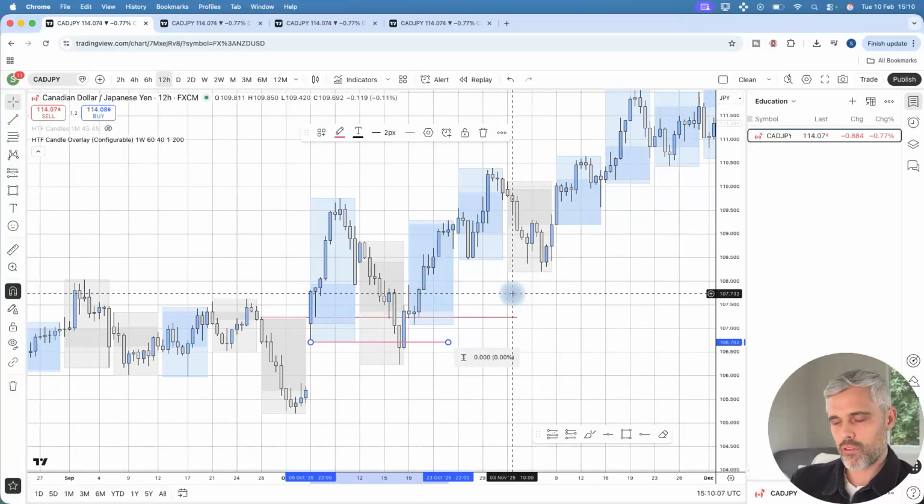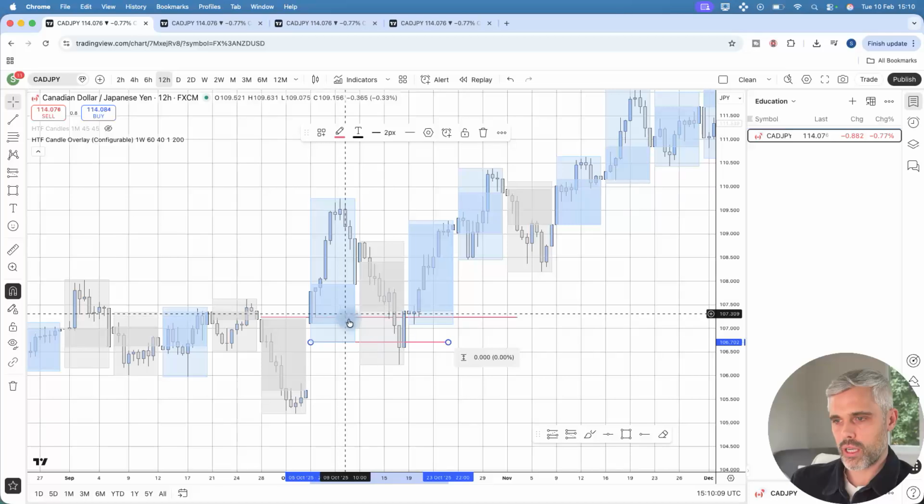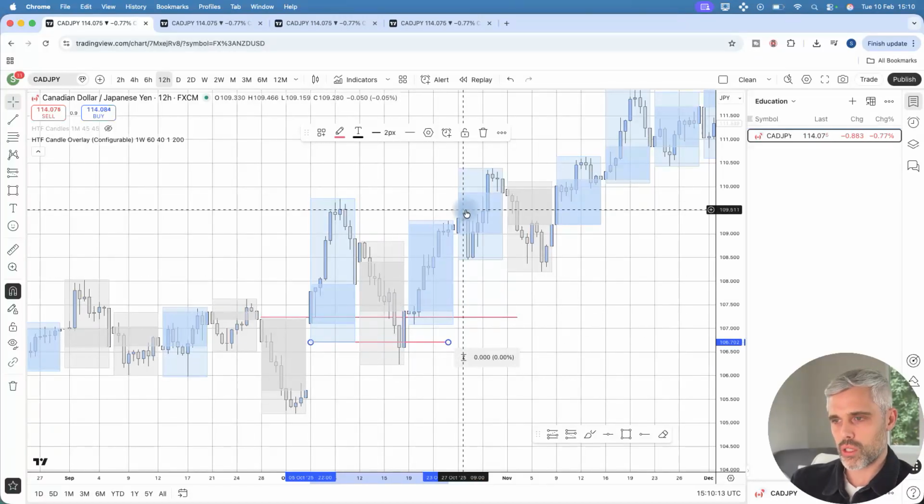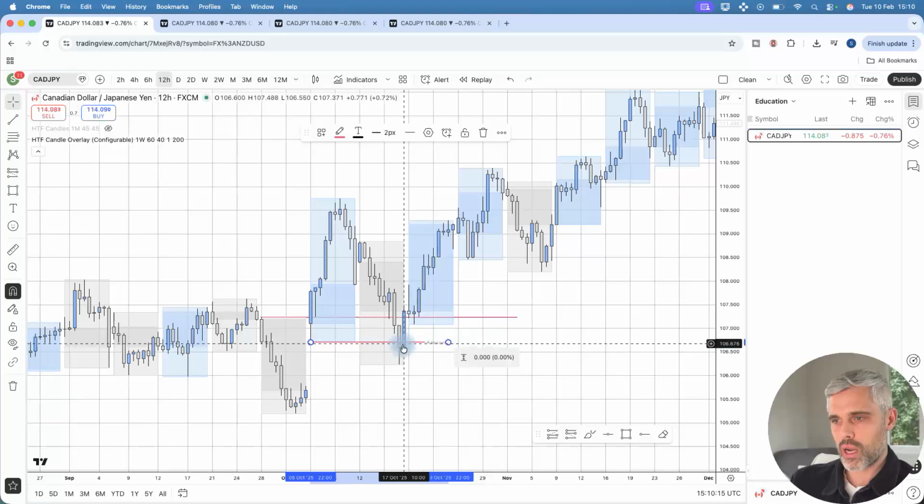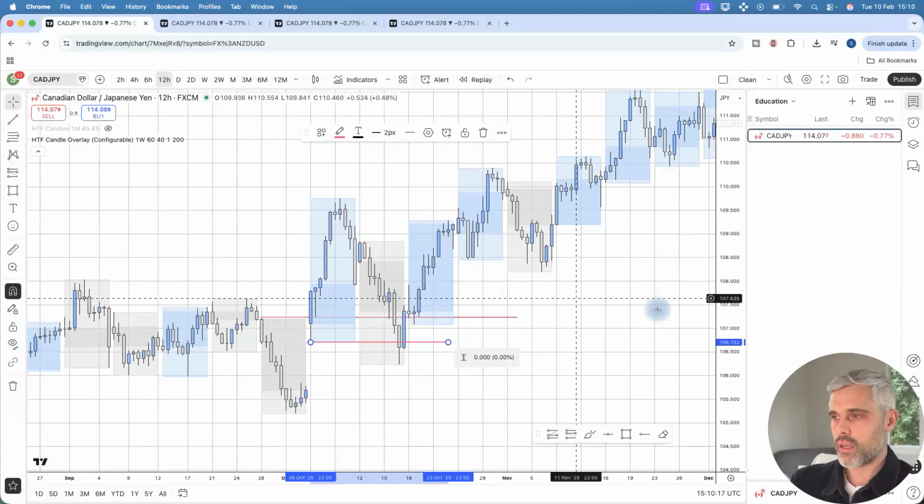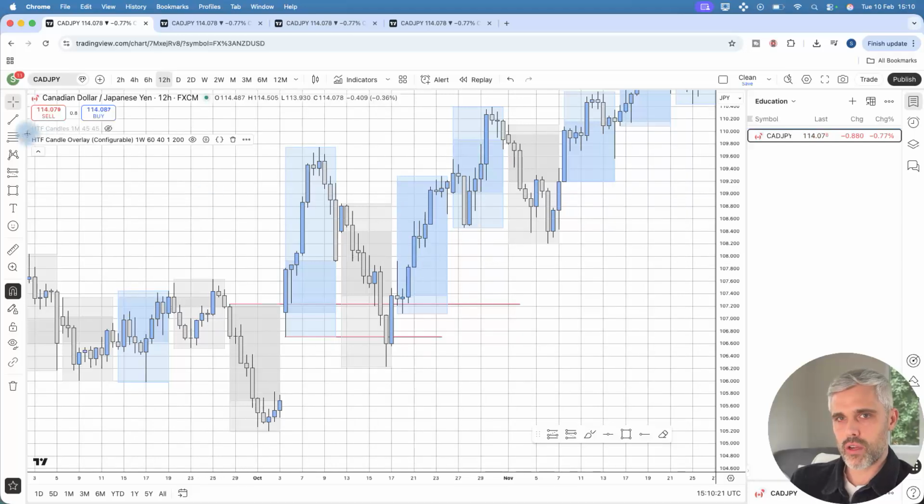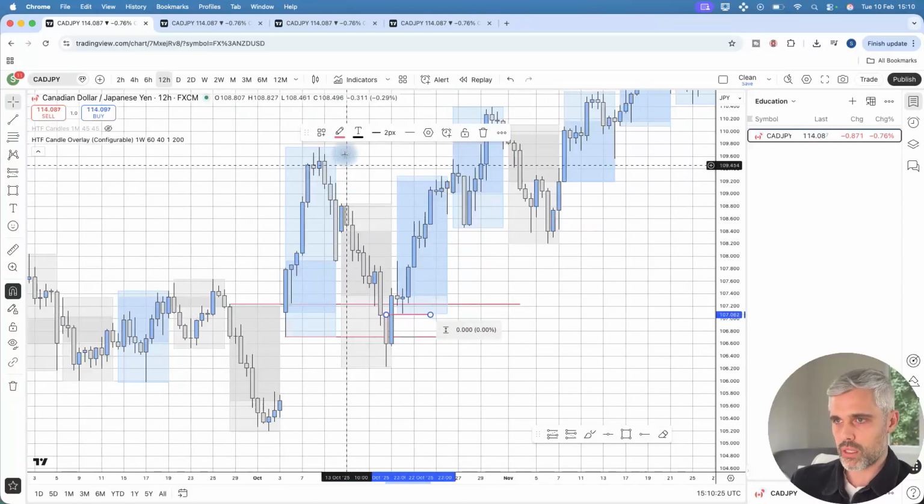We have a higher time frame context. We have accumulation, manipulation. Now we're anticipating distribution. And 12-hour price action is in our favor. So we've seen an order flow shift. So let's first mark our 12-hour internal range liquidity.